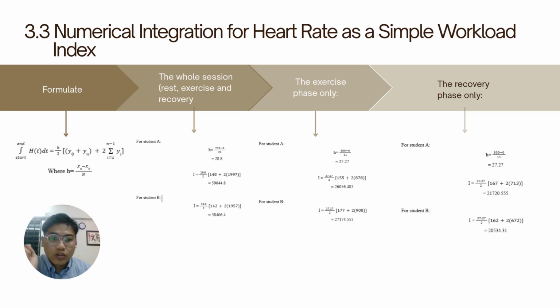So first, we need to calculate three parts, which are the whole work session, the exercise phase only, and the recovery phase only. This shows the result for the work session. The value for student A is greater than student B. For the exercise phase only, student B is greater than student A. For the recovery phase, student A is greater than student B.